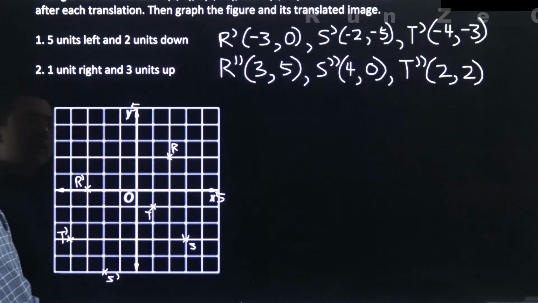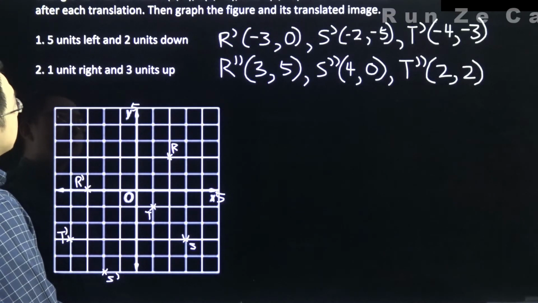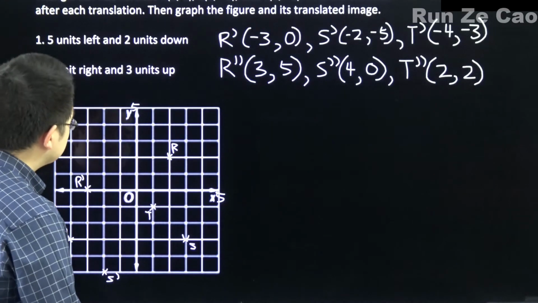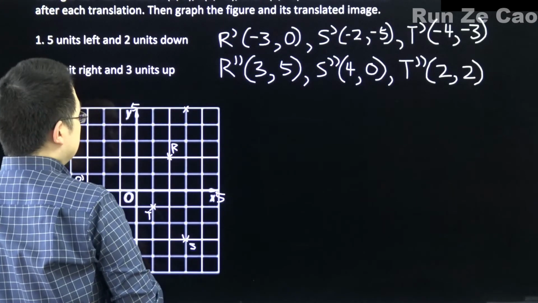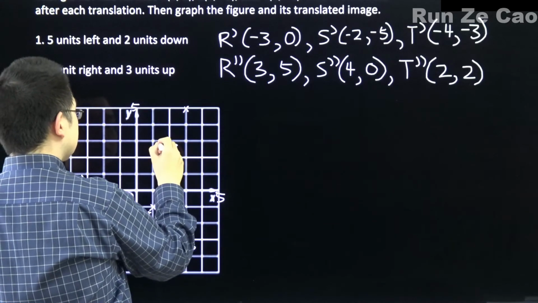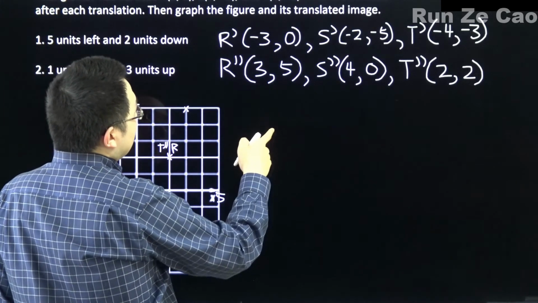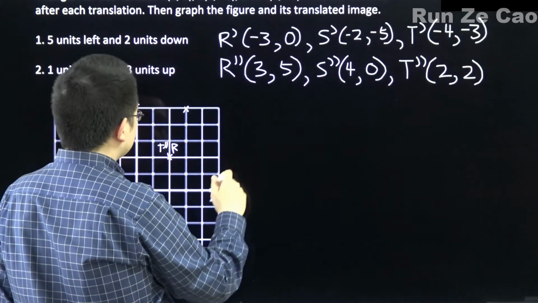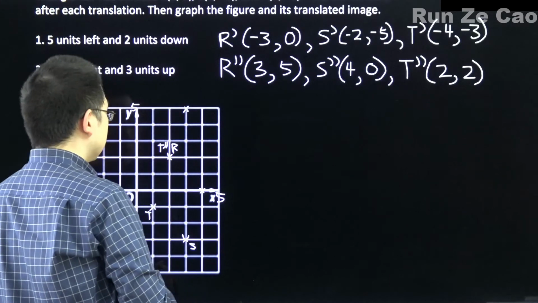And 1 unit right and 3 units up, R double prime is 3, 5. And T double prime is 2, 2. This is also T prime. And S double prime is 4, 0. Oh, okay. Now what do?